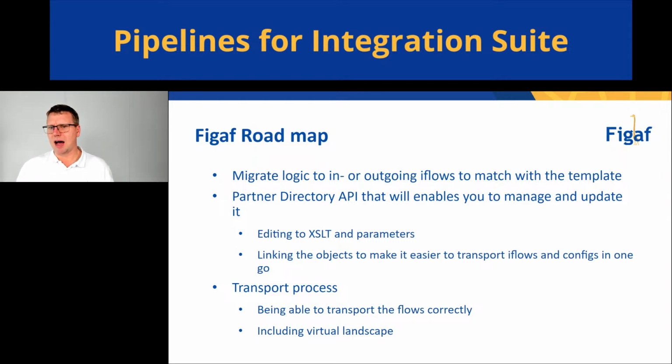I think the part that would make this really operational is also the partner directory API being able to expose this in an easy to maintain functionality. We also need to look into how we can transport these scenarios, because if you're transporting a source iFlow, you also need to transport the two other objects, the two XSLTs and the partner configurations, and we need to find a way to handle those scenarios.